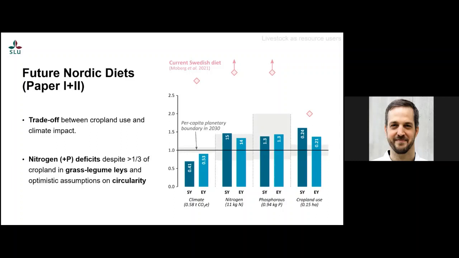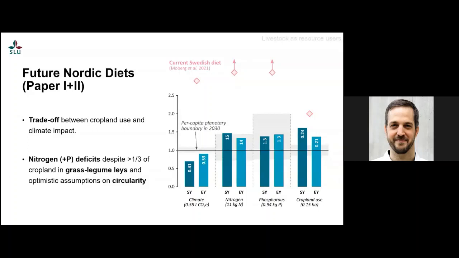And what I want you to mainly see here is that we could see a trade-off between minimizing greenhouse gas emissions and cropland use. So in the second scenario, EY, where we had more livestock that could utilize this ley biomass that was in the system, it led to a lower cropland use. The larger number of ruminant animals also led to more emissions of methane, which increased the climate impact of this scenario.